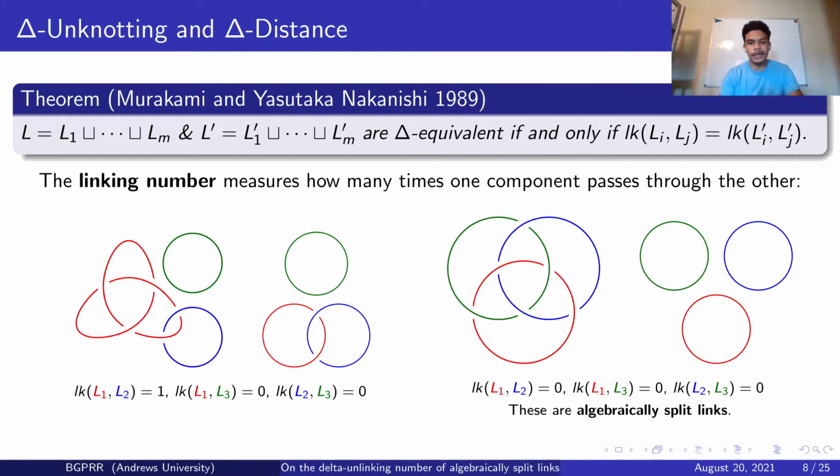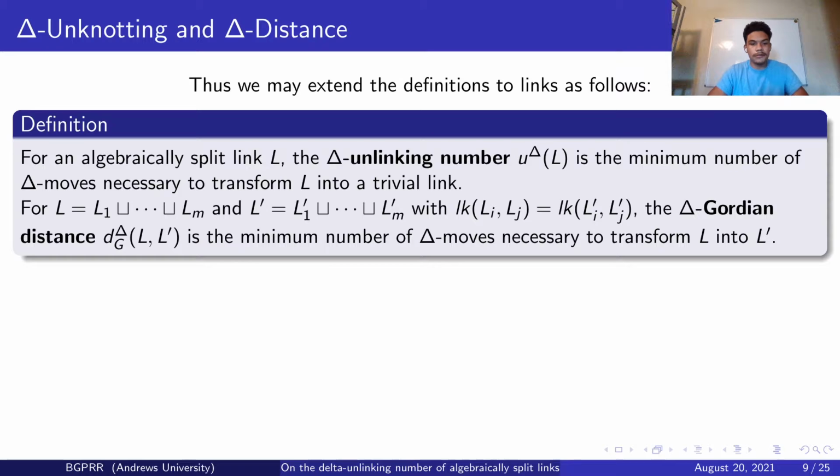So we say that links that have the same pairwise linking information as the trivial link are algebraically split links. These are the links that are delta equivalent to the trivial link. Thus, for these links, we can extend our definition as follows. For an algebraically split link, its delta unlinking number is defined to be the minimum number of delta moves necessary to transform it into a trivial link.